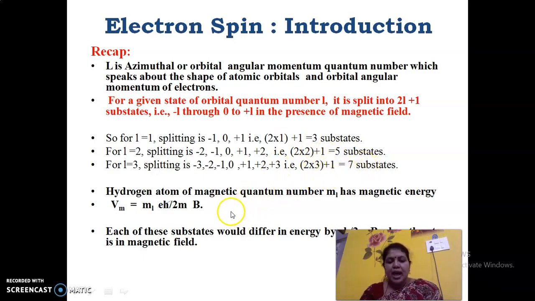Now, if you have a hydrogen atom of magnetic quantum number ml, it has the magnetic energy Vm equal to ml eħ/2m into B, where eħ/2m is the Bohr magneton, and this relation has been derived earlier. Each of these substates differs by the value ml equal to 1. So the magnetic energy between the substates would differ by the value eħ/2m into B, with ml taking the value 1.